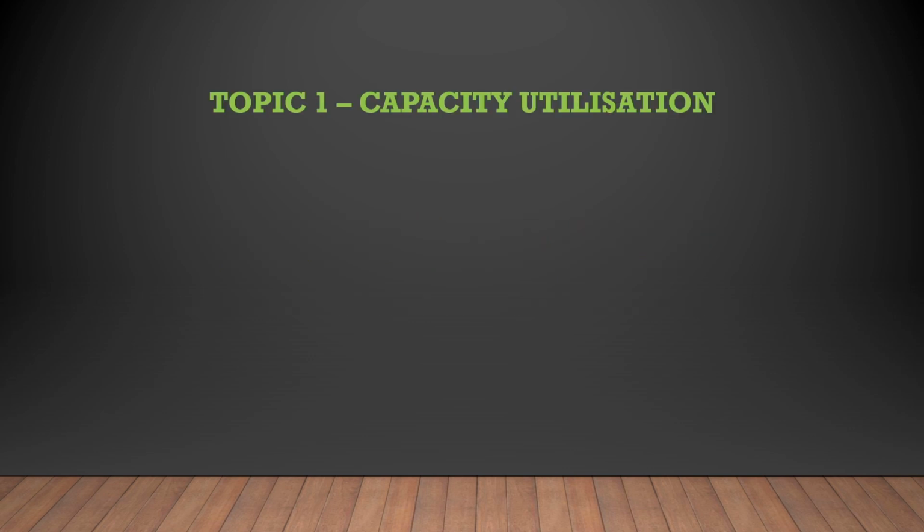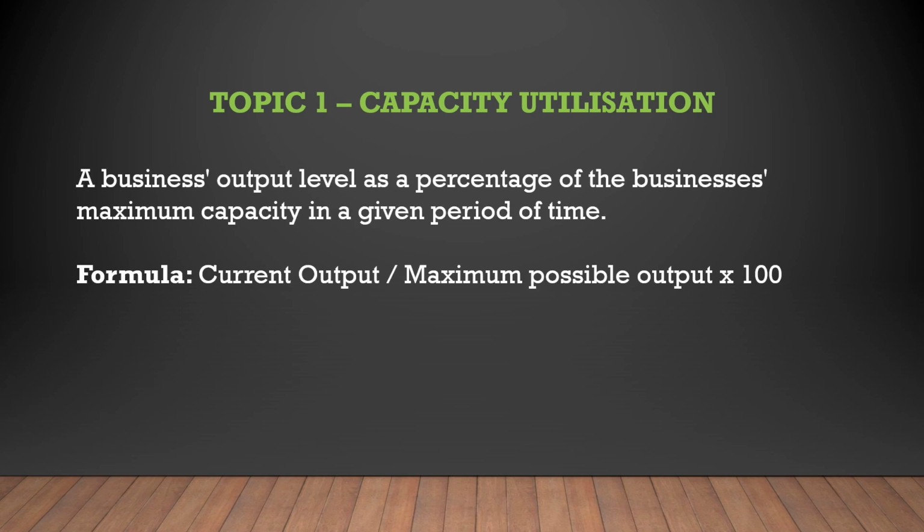Topic number 1, capacity utilization. So capacity utilization is a business output level as a percentage of the business's maximum capacity in a given period of time. The formula: current output divided by maximum possible output times by 100, as it's expressed as a percentage.